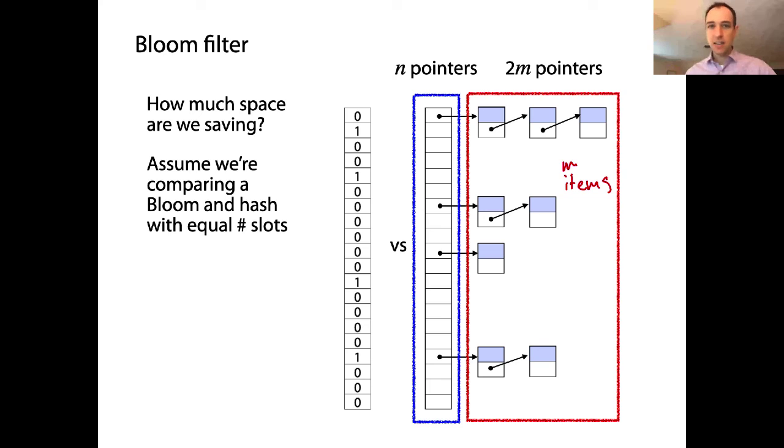I'm not storing any keys. There's no pointers anywhere. It's just n bits. So the comparison between the two is I've got n bits over here, and I've got 2m plus n pointers over on the right-hand side. How big is a pointer? Well, in a typical modern architecture, it's 64 bits, say. So this could be the difference between a small number of hundreds of bits per slot versus 1 bit per slot. So it's clearly a large savings.